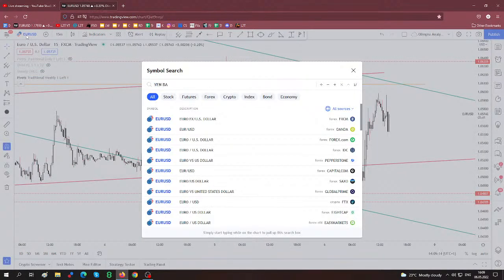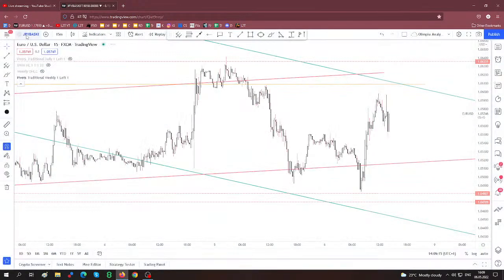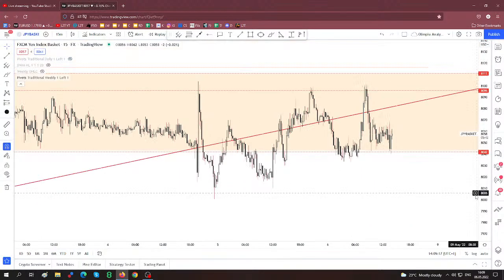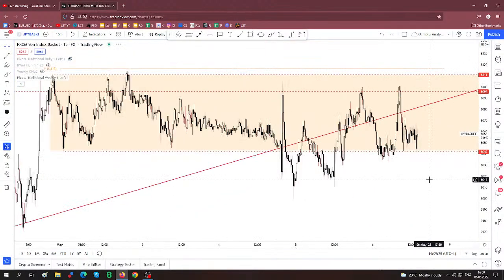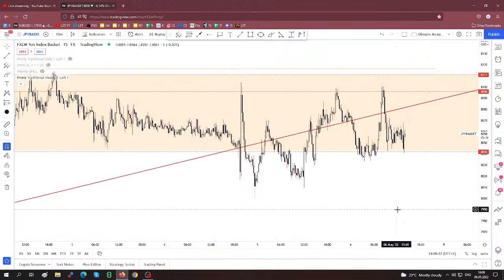Okay, yen basket again, and then I will decide if I will go long on US dollar Mexican peso or on the US dollar versus the Swiss franc.